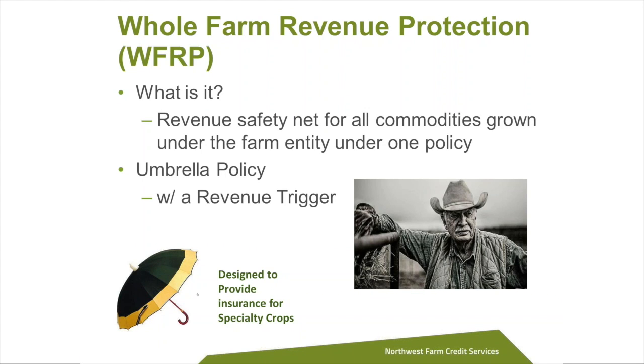Typically, the revenue-based insurance policies from the federal government have always been for corn, soybeans, wheat, all those major commodities. We never really had a product or a risk management tool for our specialty crops. There were a few crops that had specific multi-peril policies, but this is the first time that we've had a whole farm type protection that will cover all the revenue you receive for the crops you grow on your farm in one single policy.